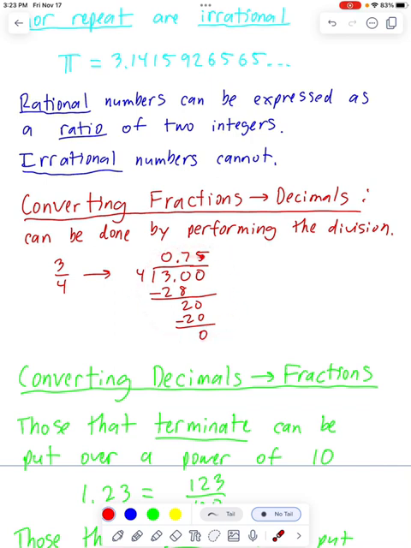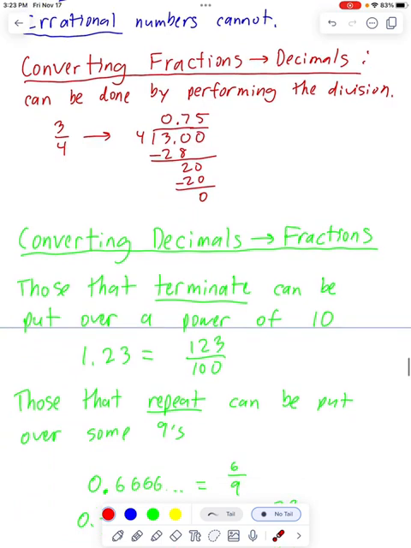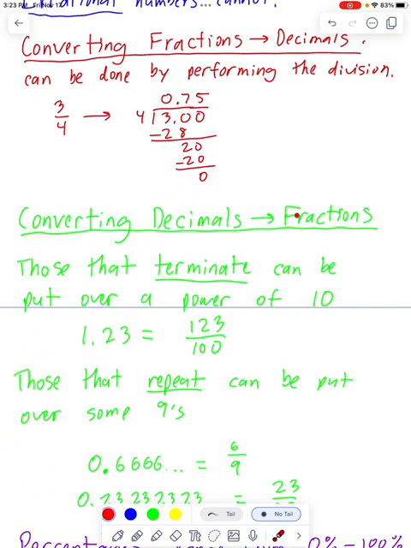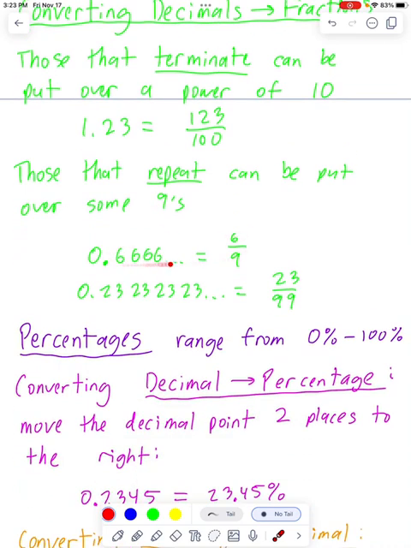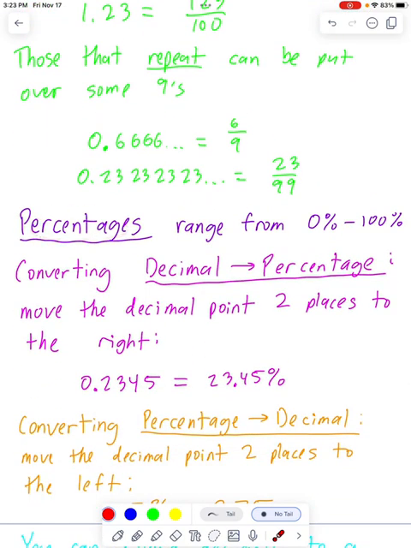For converting fractions into decimals, we can take the fraction and simply perform the division, and then we get the quotient as the decimal. Converting decimals to fractions, those that terminate can simply be put over a power of 10, such as this one, which terminates, so it can be put over this power of 10. Those that repeat can be put over some 9s, such as here, 6 over 9, or this one, 23 over 99.